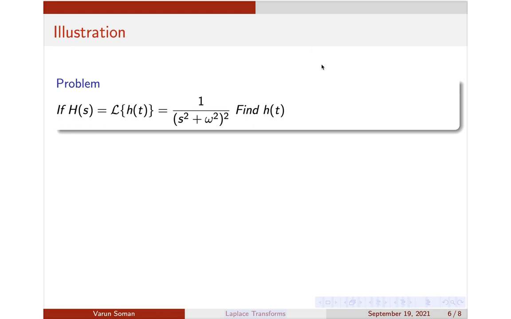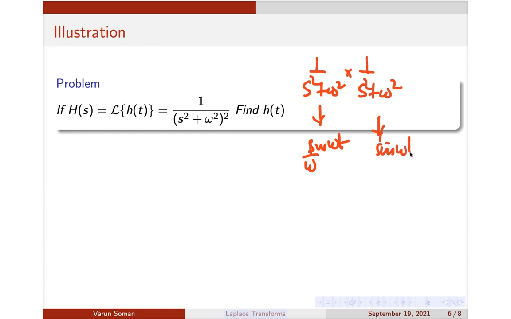In this case you can see that this is actually of the form 1 by s square plus omega square into 1 by s square plus omega square, right? The inverse transform of this one is actually 1 by omega sine omega t. So this is also again sine omega t by omega. So the inverse transform of this will be simply sine omega t star sine omega t by omega. A very straightforward application of the convolution theorem.